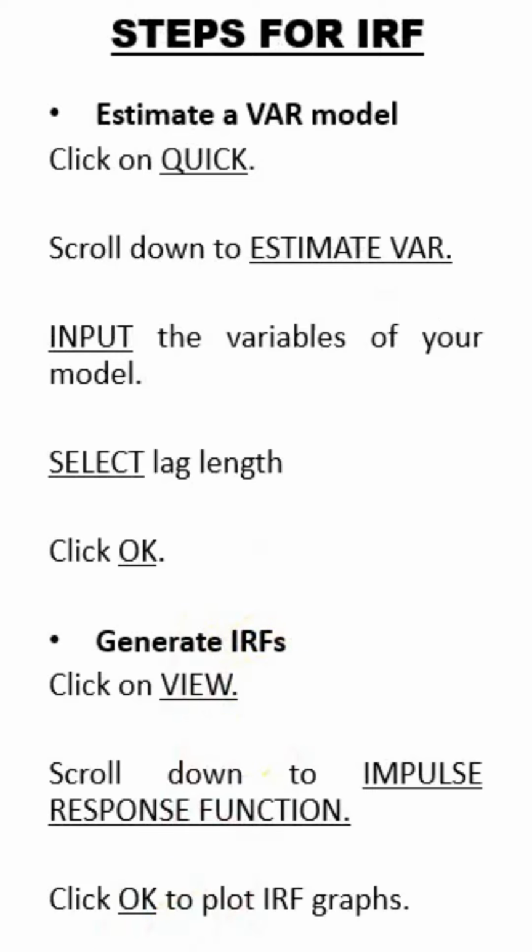Okay. The steps for impulse response function is first of all to estimate the VAR model. We click on Quick. We scroll down to estimate VAR. We input the variables of a model. Then you select lag length. Then click OK. And thereafter we go to generate IRFs. We click on View. We scroll down to impulse response function. And then we click OK to plot the IRFs graph.